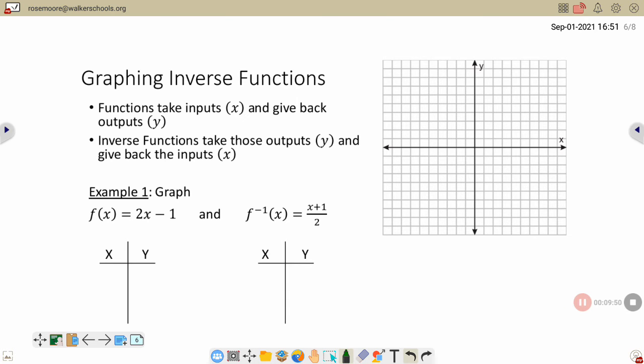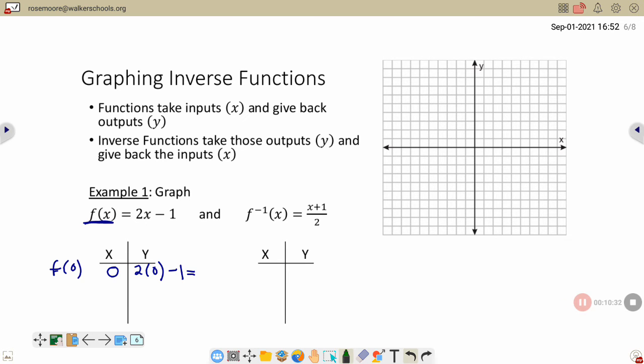As you've noticed, functions take inputs, x, and give back outputs. Inverse functions take those outputs and give back the inputs. So the first thing I'm going to do is graph in blue my f of x function. To do that, I'm going to give myself some help with my table. I'm going to plug in some ins to get some outs. If I plug in 0 into 2 times 0 minus 1, because that's what f of 0 is.